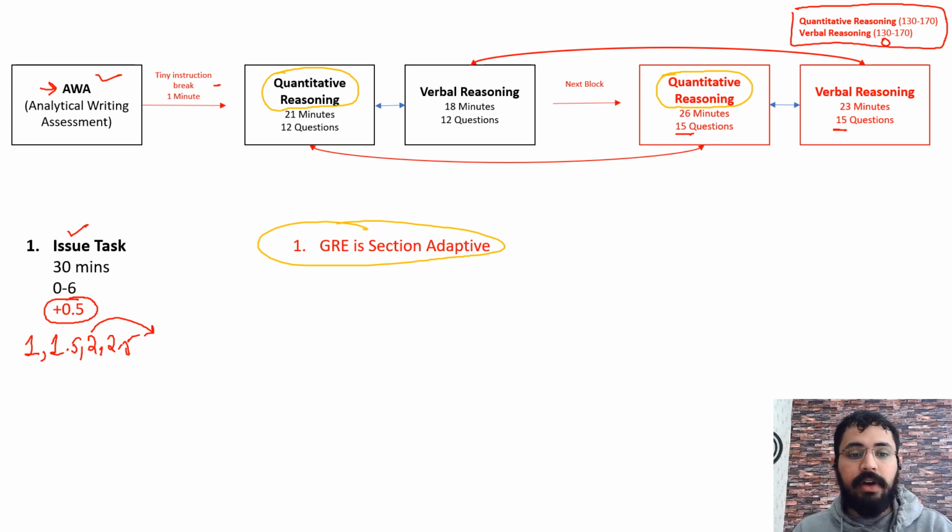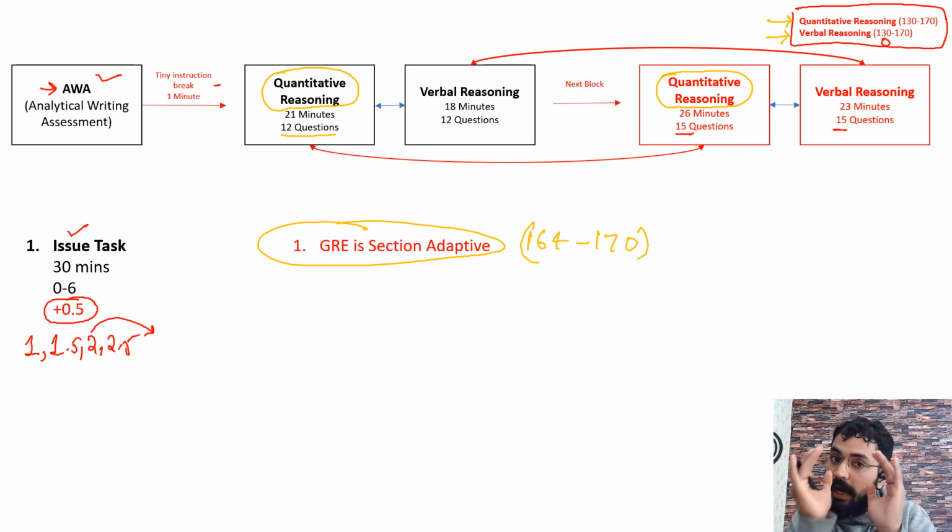Like for example, if I get 12 out of 12 questions correct on the first section, the algorithm would put me in a bracket of 164 to 170 for quant, right? Remember how quant and verbal are both scored on a scale of 130 to 170. So yeah, the algorithm would put me in a bracket of 164 to 170. That this test taker belongs in this bracket, and where I fall in that bracket is determined by my second section, right?